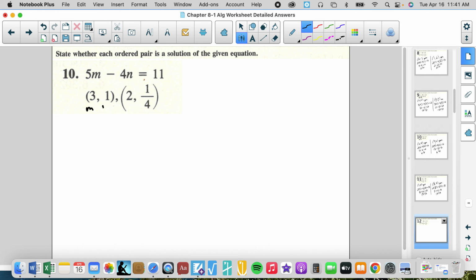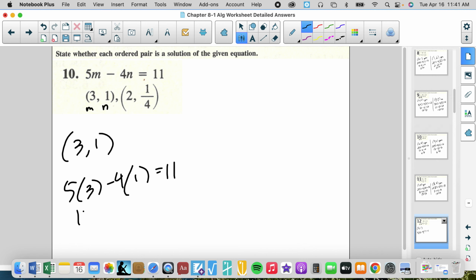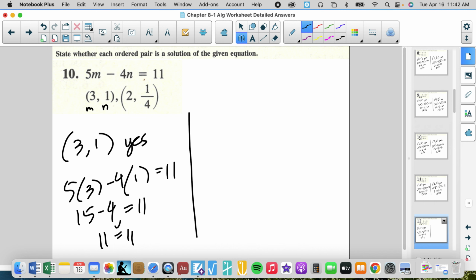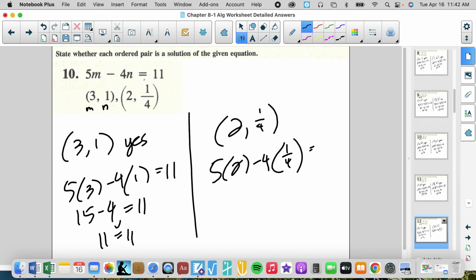M, N, so this is my m, this is my n. So 3, 1, we have 5 times my m value minus 4 times my n value equals 11. 15 minus 4 equals 11. 11 equals 11. Yes. 2 comma 1/4. 5 times 2 minus 4 times 1/4 equals 11. That's 10 minus 1. That's 9. Does not equal 11. Yep, that's correct. So that's a no.